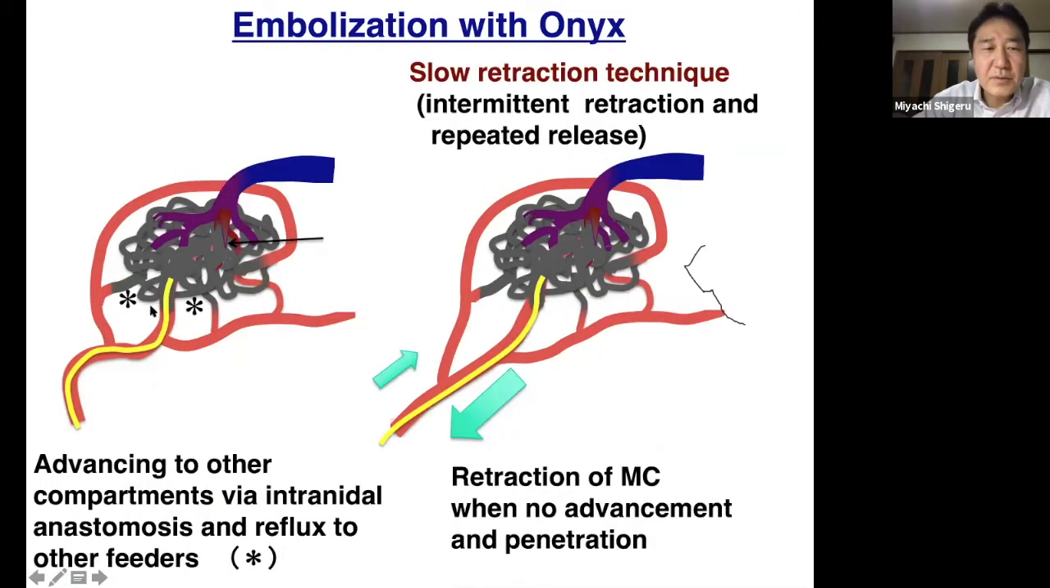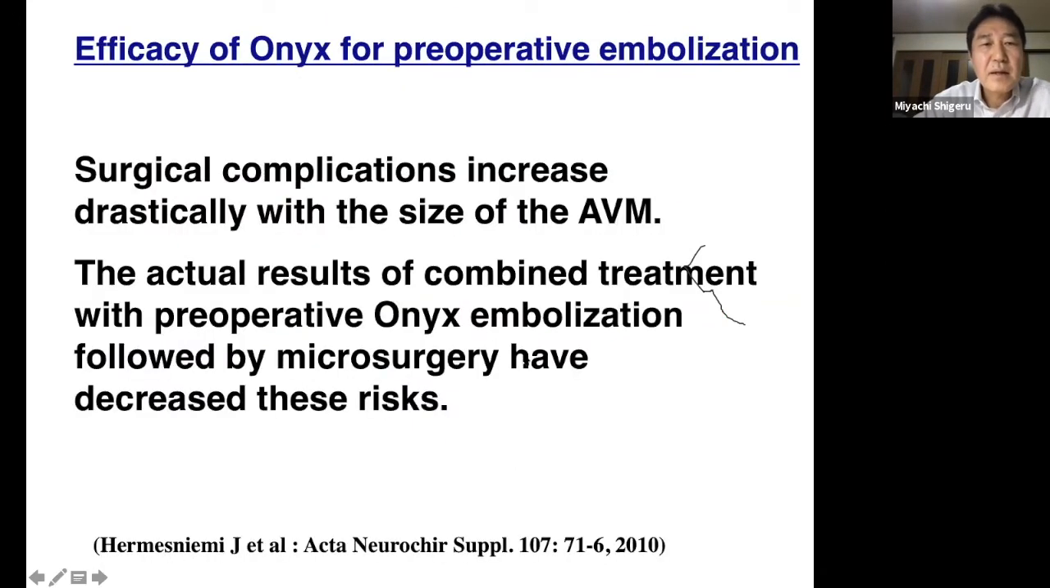If the filling of the nidus with Onyx is successful, we pull back the microcatheter. This Onyx embolization is evaluated by CT and MRI, which is very helpful for the microsurgery.